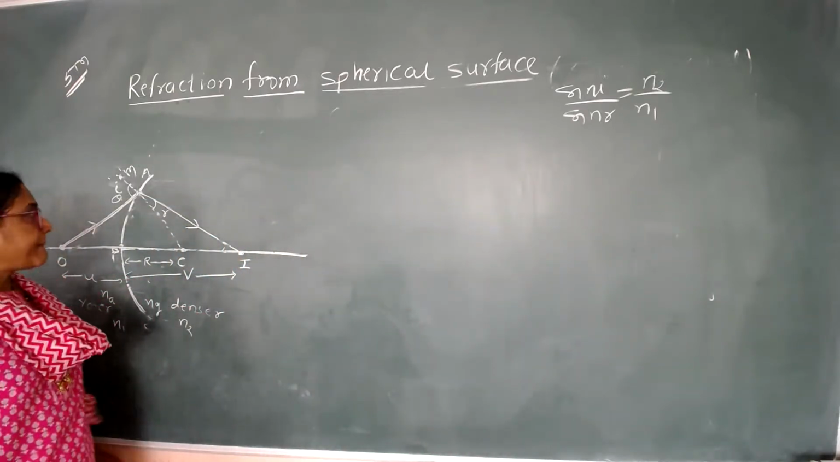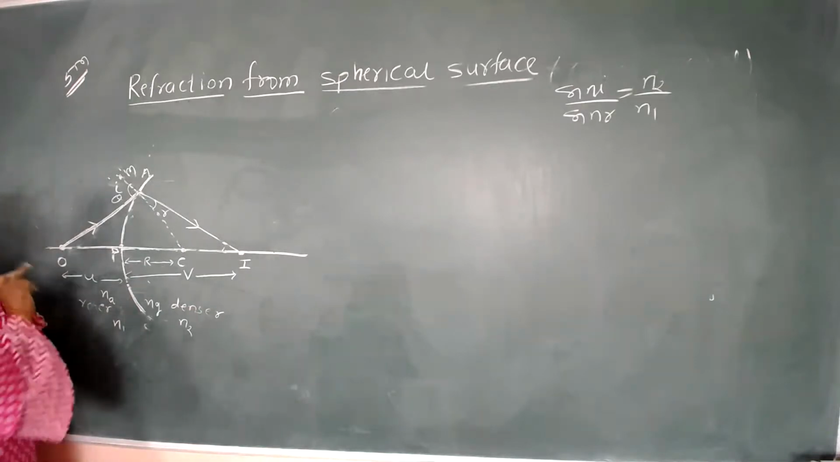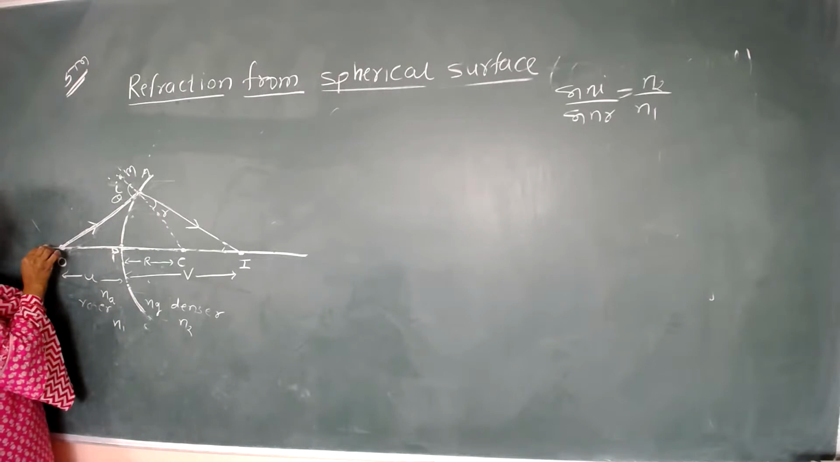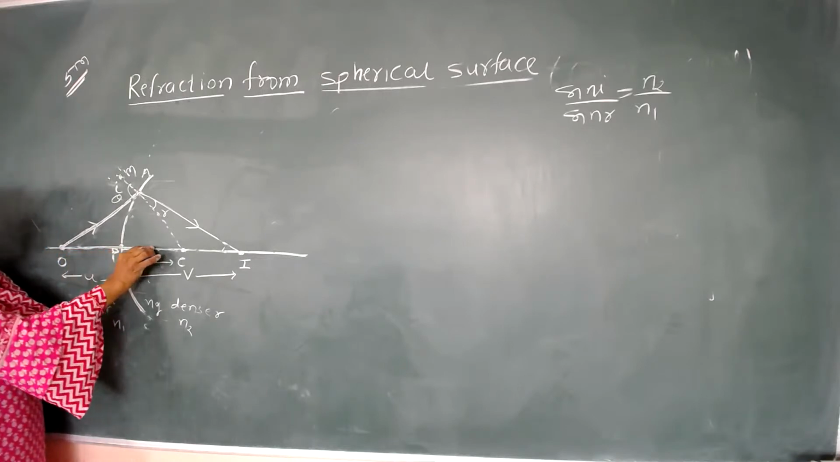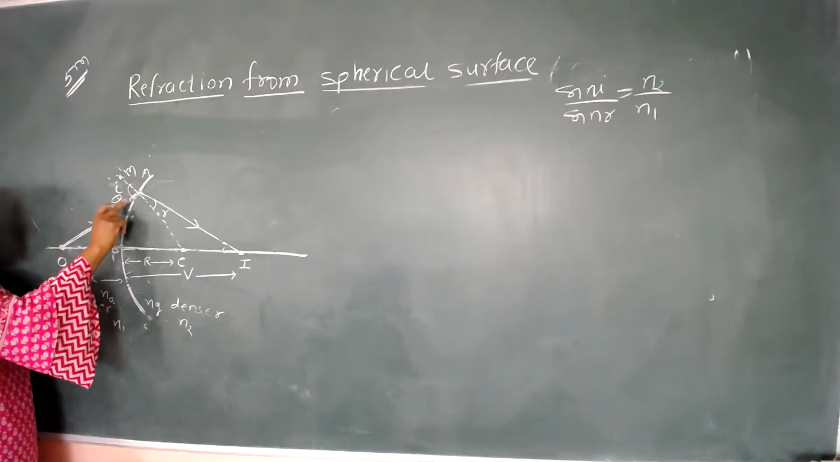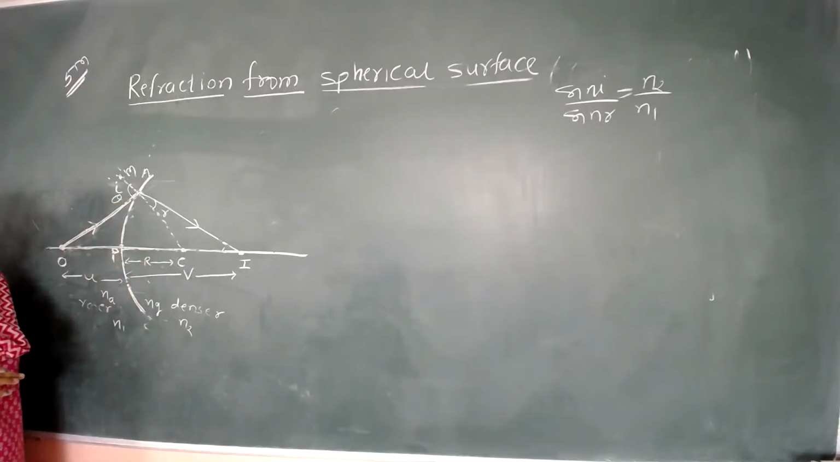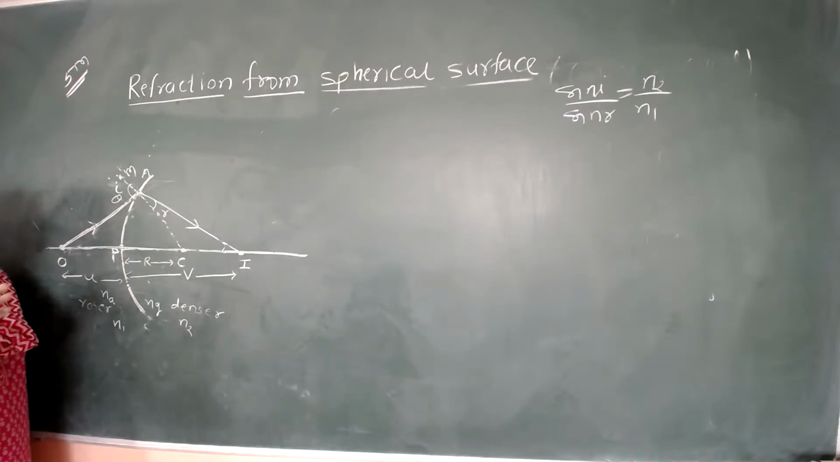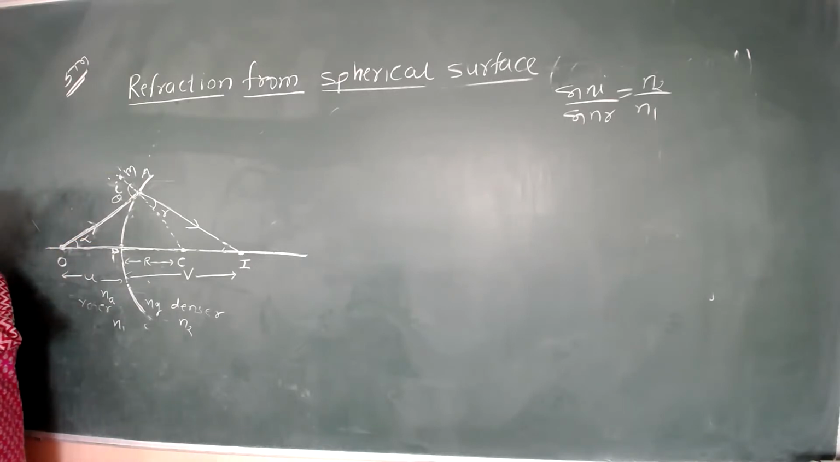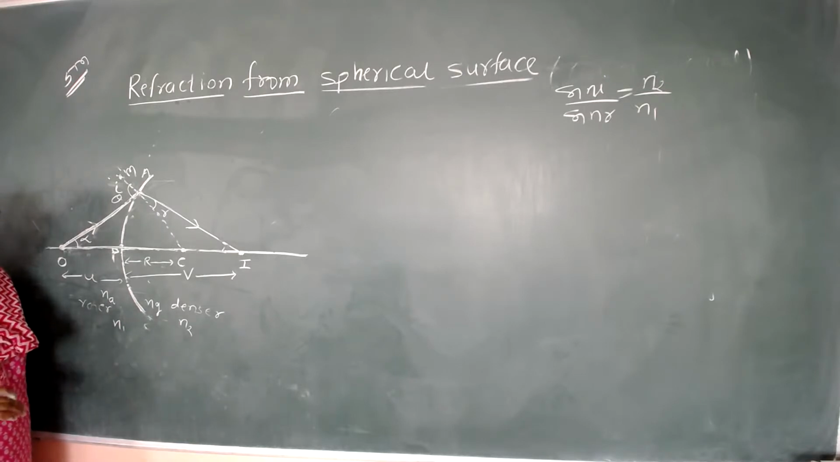So see the figure. See here OQ is the incident ray, and here is the principal axis. There is an angle in between the incident ray and the principal axis. We can always give a name to this angle, so we label it. Suppose this angle is considered to be alpha.